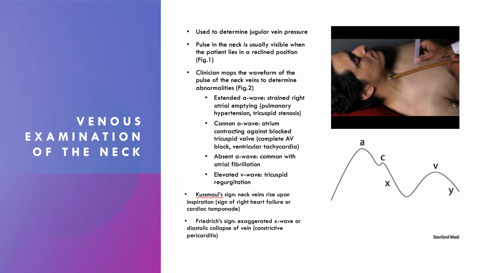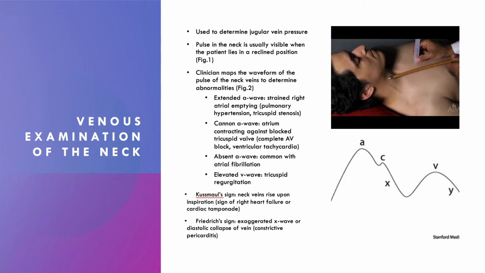There could also be an absent A wave, which is common with AFib, or there could be an elevated V wave, which is an indication of tricuspid regurgitation. And there are also two other visible signs, Kussmaul's sign and Friedreich's sign. Kussmaul's sign is when the neck veins rise upon inspiration, which is the opposite of normal. Normally, the neck veins fall upon inspiration.